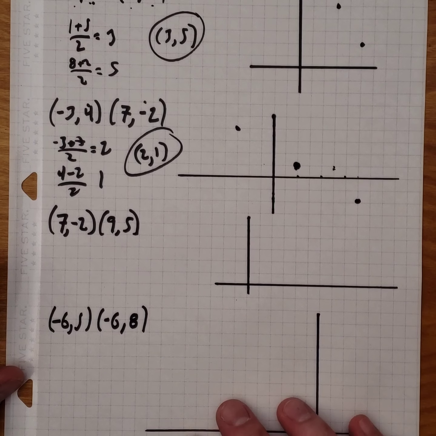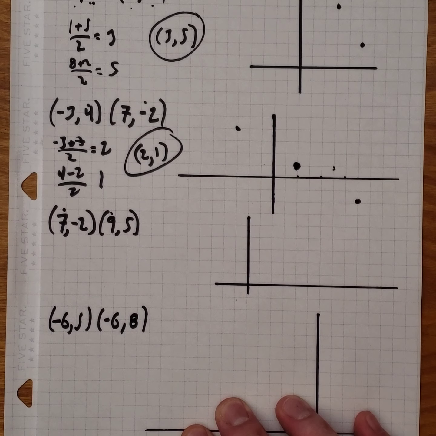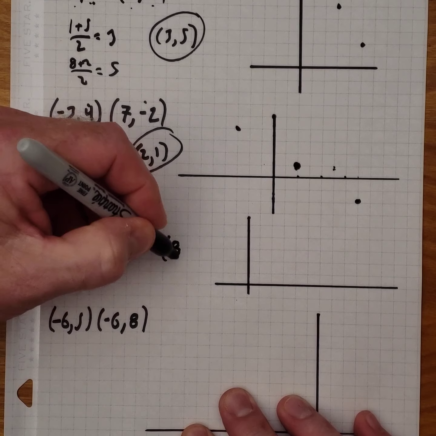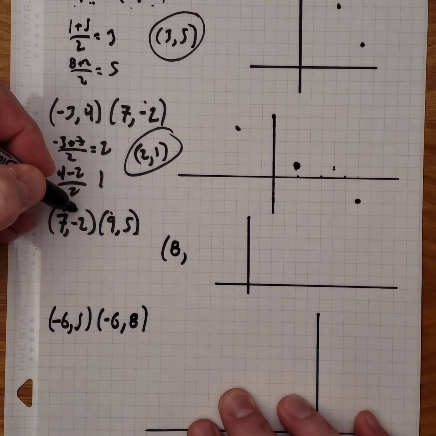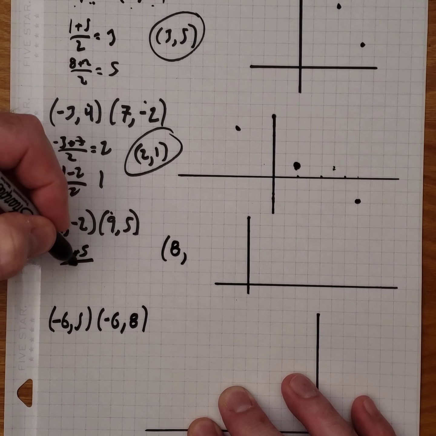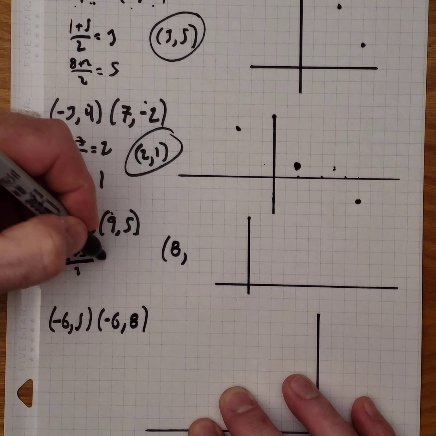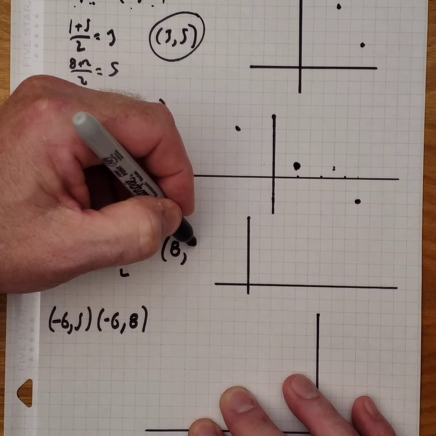Let's do a couple more real fast. I'm not even going to bother with this one. What number is halfway between 7 and 9? Certainly 8. Halfway between -2 and 5? I don't know. So I'm going to do -2 plus 5. That's going to give me 3. And 3 over 2, well, that's a fraction, right? 3 over 2 is 1.5.